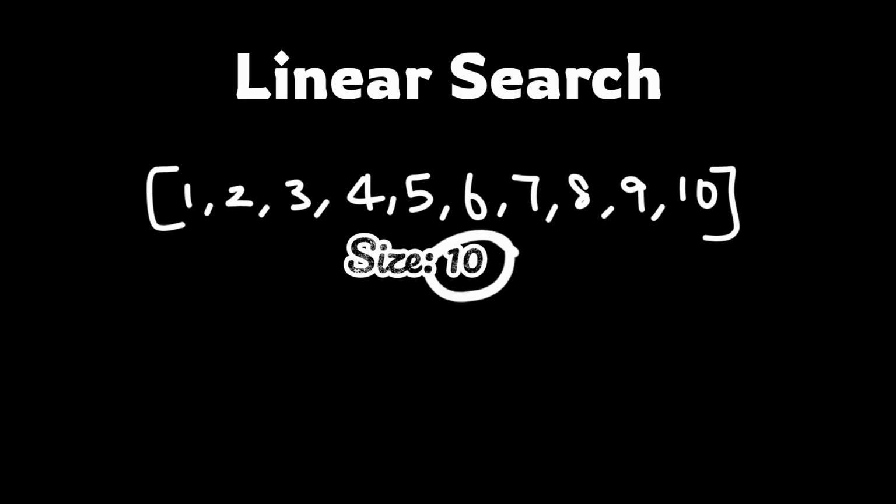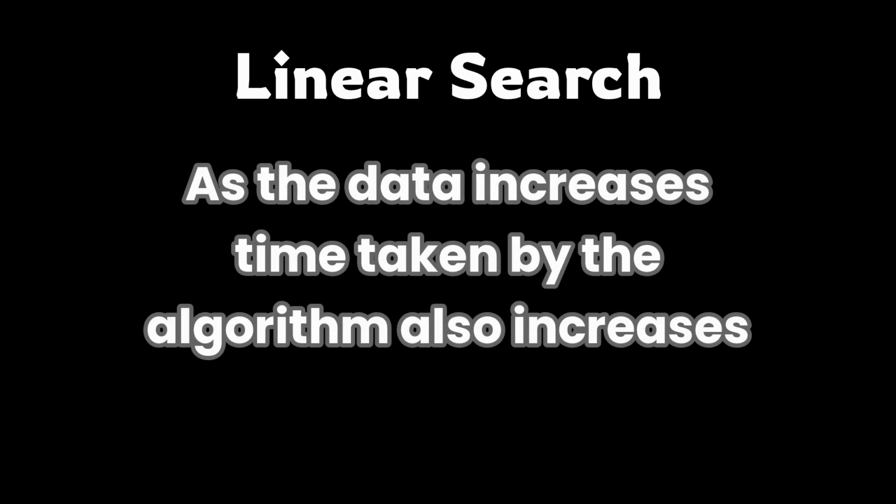What if it becomes 1000? So again it needs to search all the 1000 elements and return -1, the element not found. What about 10,000? What about a million? So as the data increases, the search time also increases. This is the complexity of the algorithm linear search.